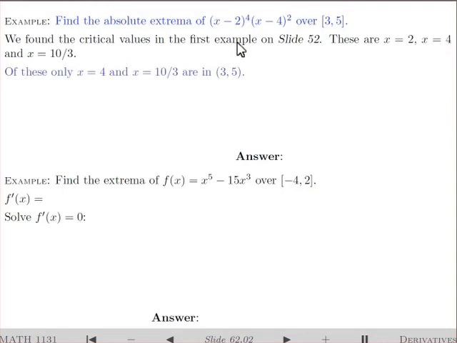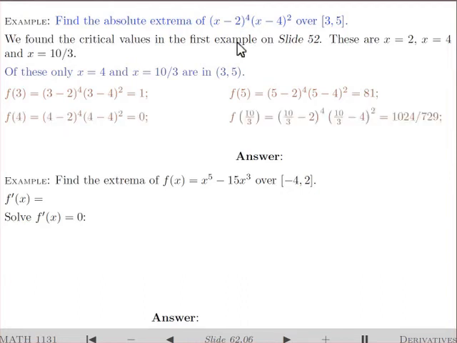So evaluate the given function at the two endpoints: at 3, f of 3 is 1; at 5, f of 5 is 81. At the two critical values inside that interval, f of 4 is 0, and f of 10/3 comes out to be 1024 over 729. Among these four values, 1, 81, 0, and this fraction, which is 1 point something, the smallest is 0, so that's the minimum. The largest is 81, so that's the maximum.